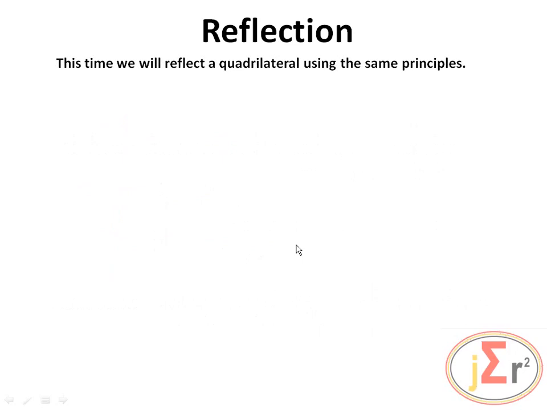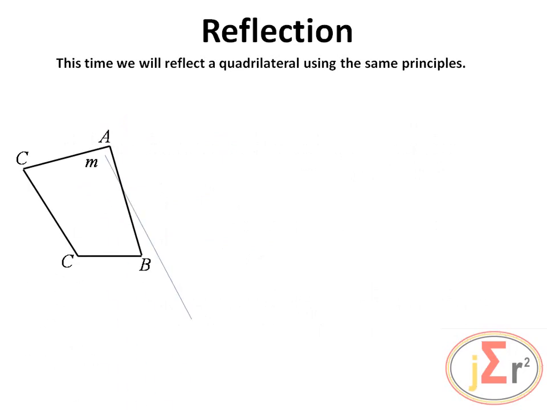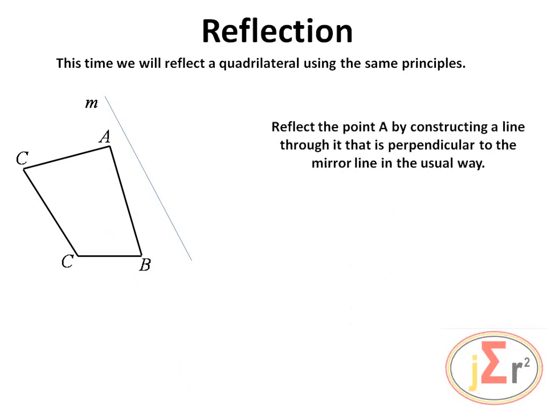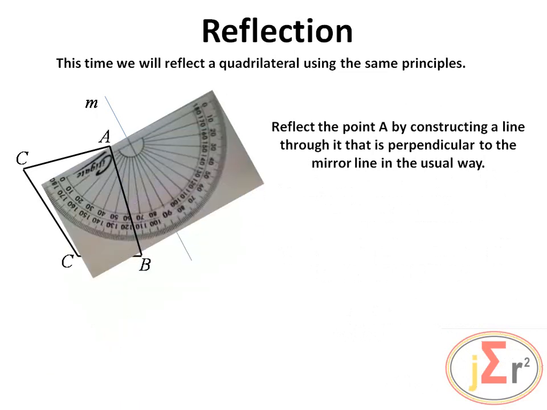This time we will reflect a quadrilateral using the same principles. Reflect the point A by constructing a line through it that is perpendicular to the mirror line in the usual way. So we're going to be using our protractor. The straight edge of the protractor passes through the point A, and the 90 degrees line of the protractor is right on the mirror line right there.